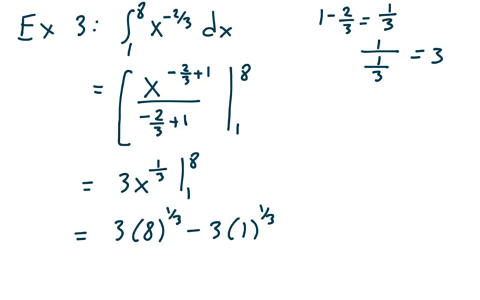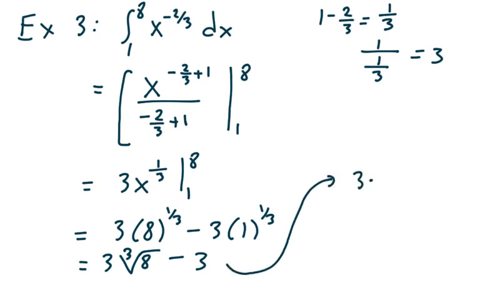Okay? And so this is 3 cube root of 8 minus 3. Cube root of 8 is 2. So this is 3 times 2 minus 3. So the answer is 3. That's example 3. Example 4.